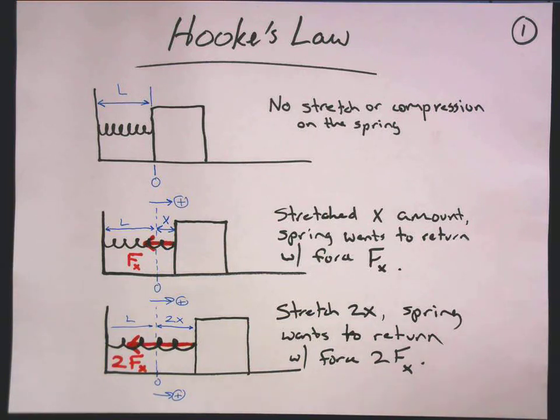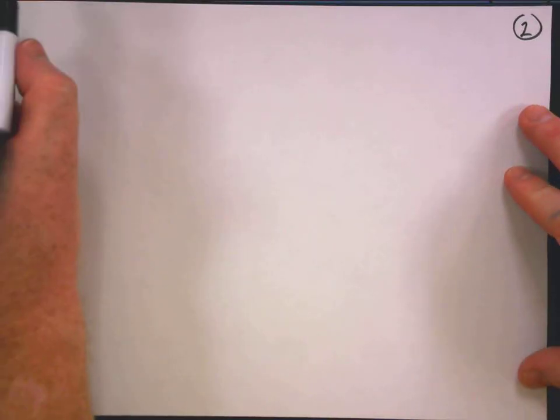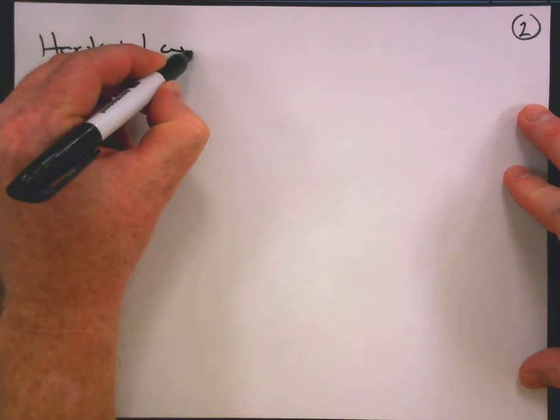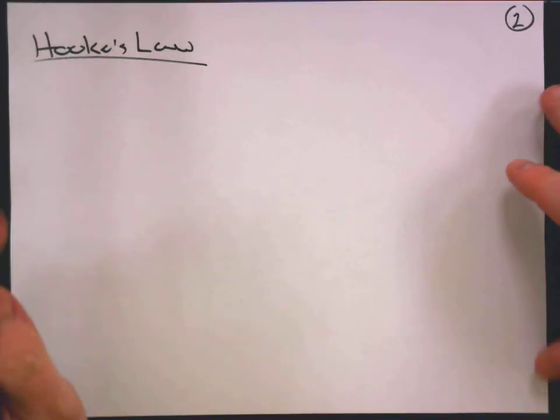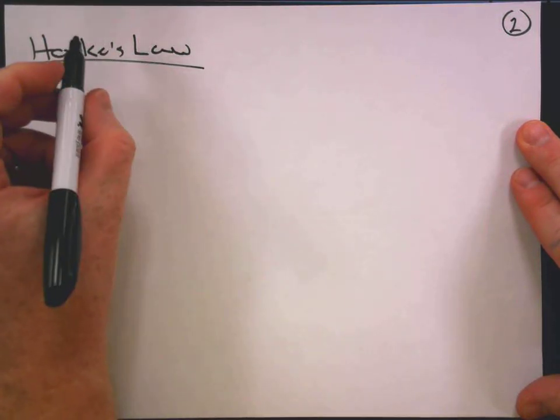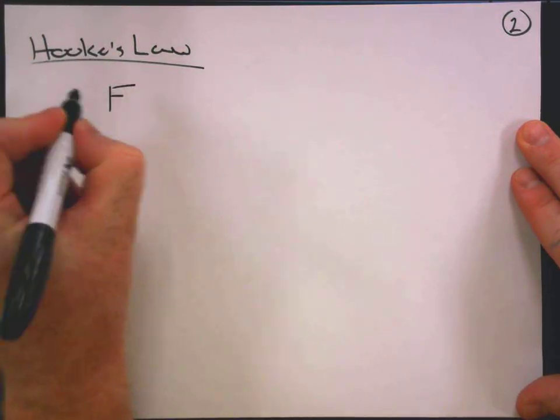Now, what does this mean? So is there some mathematical relationship we can come up with for Hooke's law? Let me get all my stuff out of the way here, and let's check that out. So, Hooke's law. Not really a law, more of a rule of thumb or guideline, but for springs, it's a very good guideline in many useful situations.